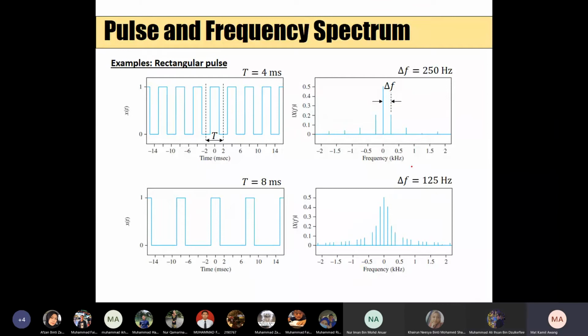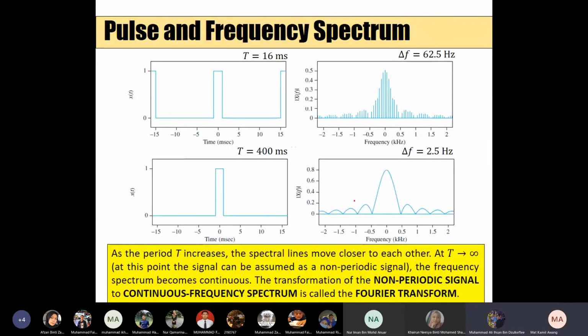Delta f is 125, right? So as the period T increases, the spectral lines move closer to each other. Right? At T approaching infinity, it means that the signal is non-periodic. So therefore, the frequency spectrum becomes continuous. Transformation of a non-periodic signal to a continuous frequency spectrum is called a Fourier transform. So from Fourier series study, we are going into Fourier transform.